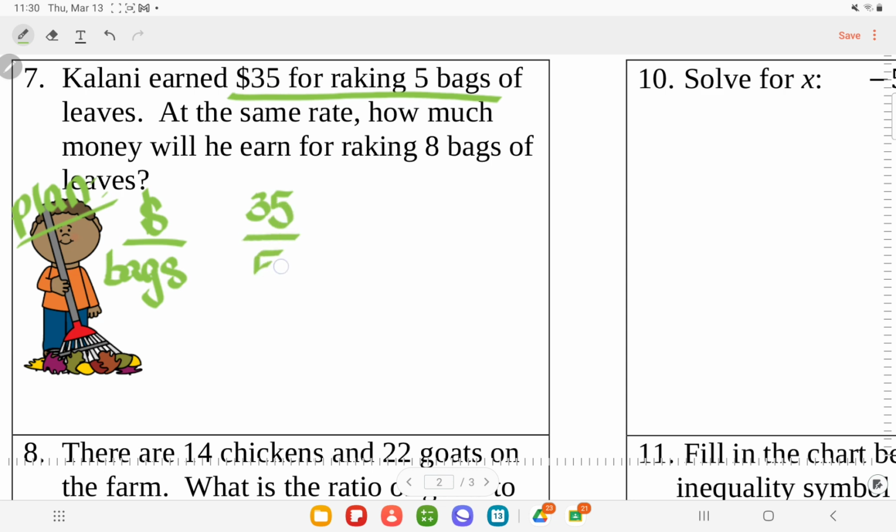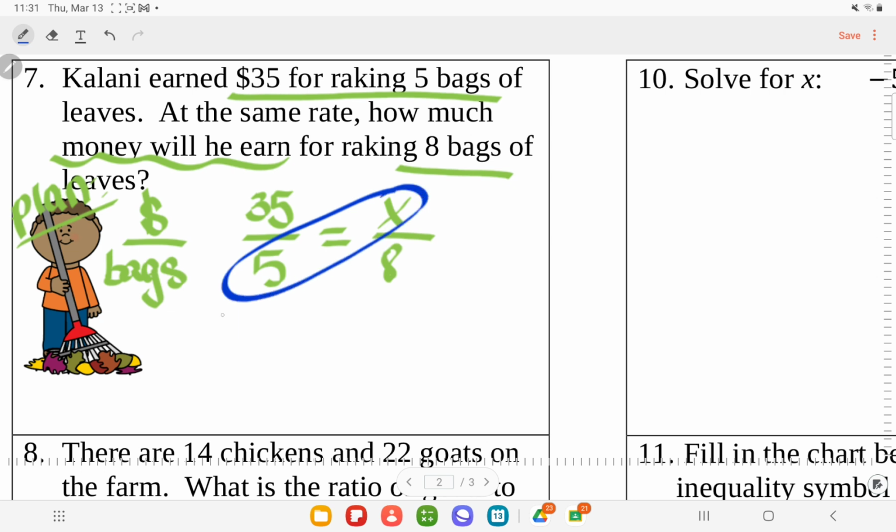over 5 bags equals, we've got a blank over here. This has 8 bags. Bags is going to go on the bottom according to my plan. So I'm going to make sure that I put it on the bottom, 8. And then the top of this, well, how much will he earn? We don't know. That's going to be our x. Now you have a proportion to solve.